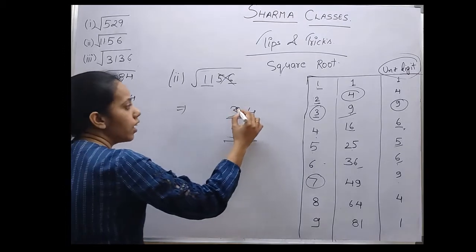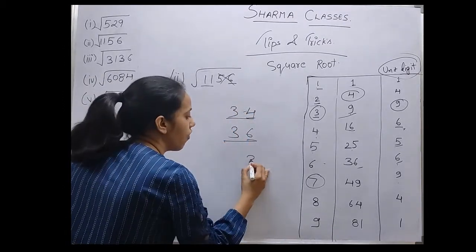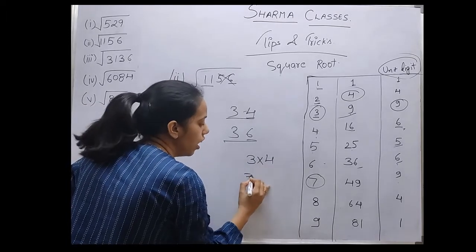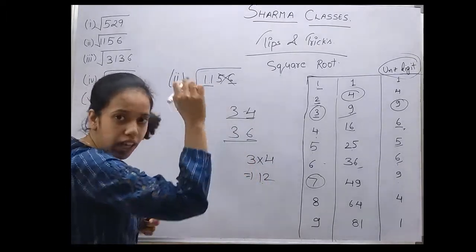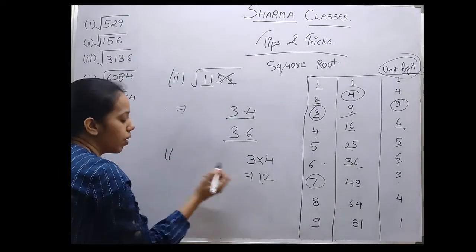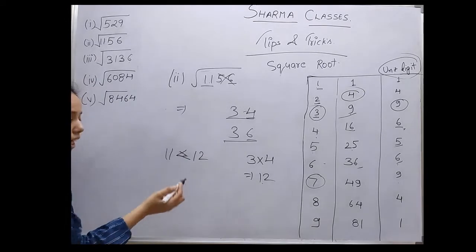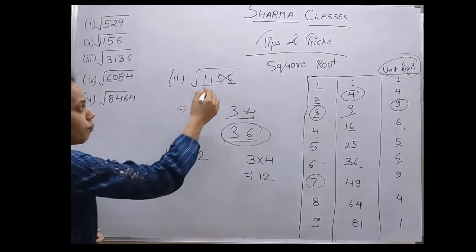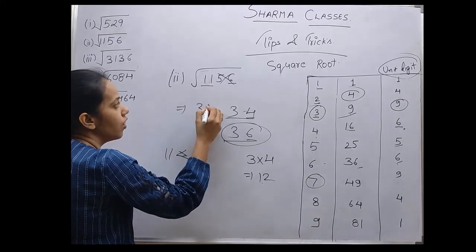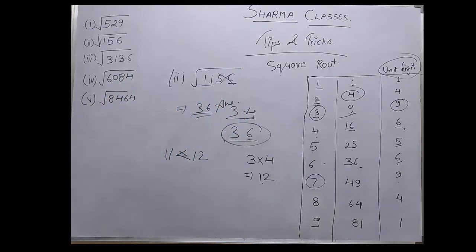Next step, multiply 3 by its successor. What is the successor of 3? The successor of 3 is 4. 3 fours are 12. Now we compare 12 to 11. 12 is greater than 11. That means we find 36 is the perfect square root of 1156. This is our answer.